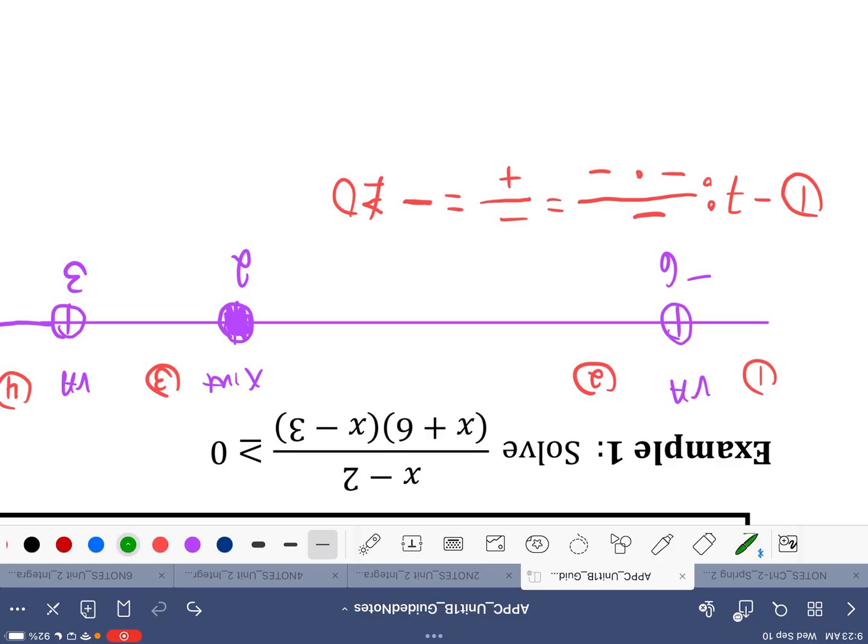No. Then region 2. What's an easy number to plug in region 2?